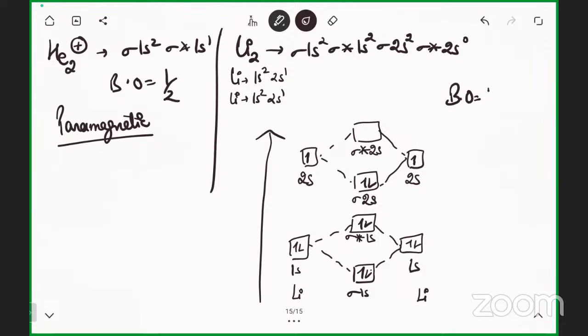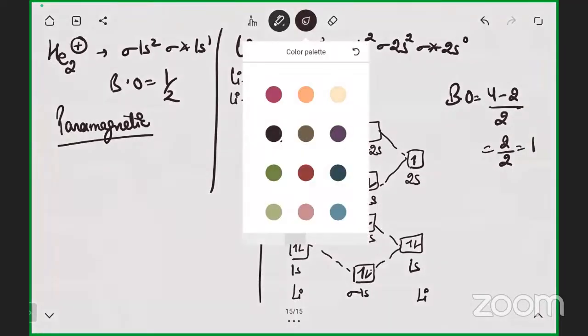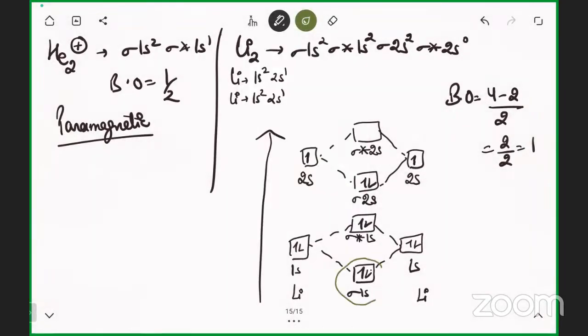Okay, let's check. Number of bonding electrons will be 4. Anti-bonding is 2, divided by 2. That is 2 upon 2. Are you having a different bond order? The bond order is 1. See what we have: this is bonding, this is bonding, this is anti-bonding, and this is empty. So 2 plus 2, 4, minus 2.